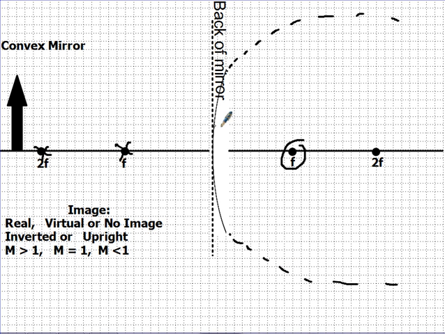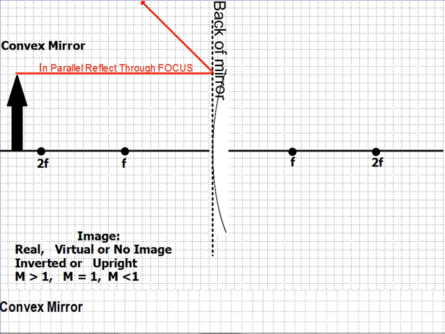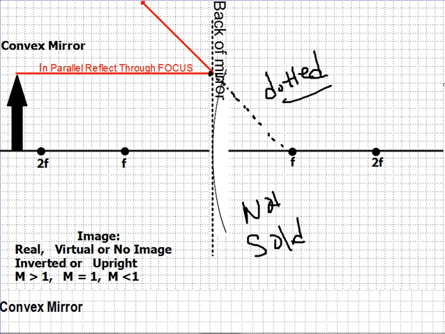So for a convex mirror, what's your first ray? Remember, it's going to go in parallel, and then it's going to bounce off as if it came from this focus right here. So use your ruler, and as soon as you hit the back of the mirror, adjust your ruler so that it goes through this focus, and starting right here, draw your ray. Now, hint, you're also going to want to draw this dotted line as well. This needs to be dotted. Do not make it solid. Because remember, there's no light back here.